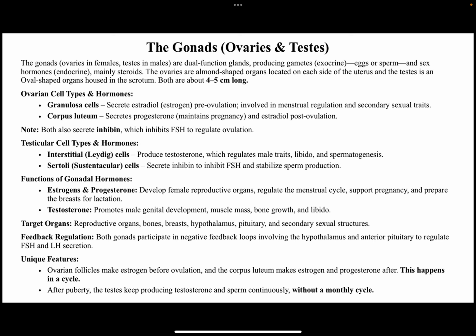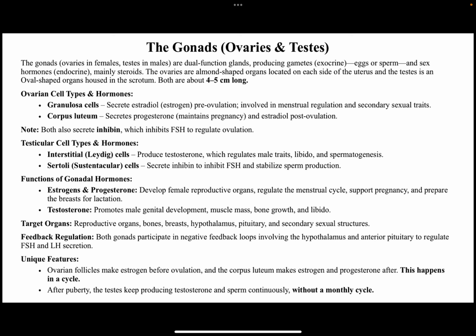The gonads. Now, when we say the gonads, we are referring to the ovaries and the testes. So anytime you hear gonads, we have the male gonads, which are the testes, and the female gonads, which are the ovaries. We have two ovaries in females, and two testes in males.